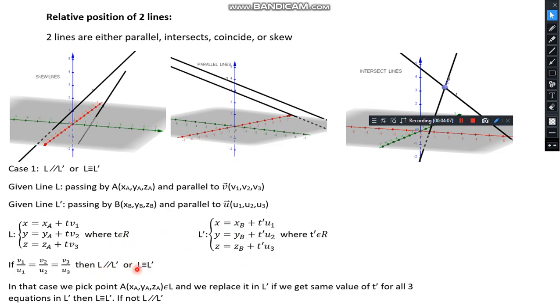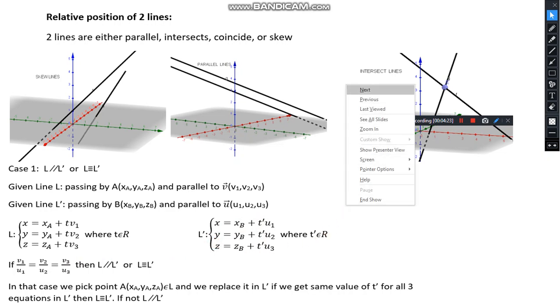To know if they are parallel or coincide, you can pick any point in the first line and replace it in x, y, z of the second line, and if you have the same t for all, it means the two lines are the same. Let us take an example for the first two cases.